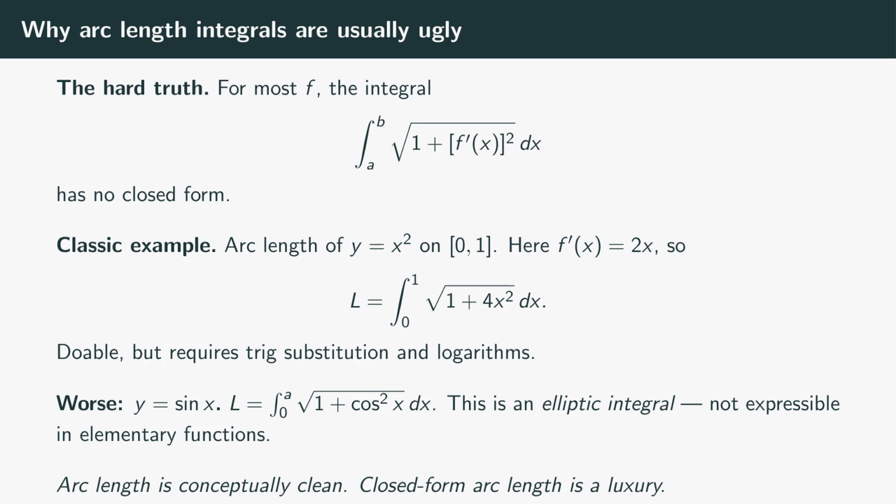But it's not pretty. Worse, the arc length of y equals sine x is the integral of the square root of 1 plus cosine squared x dx. This is an elliptic integral. There is provably no antiderivative in terms of elementary functions. Historically, elliptic integrals were how mathematicians first realized that some perfectly reasonable integrands just don't have nice antiderivatives, and that observation eventually gave us the entire theory of elliptic functions.